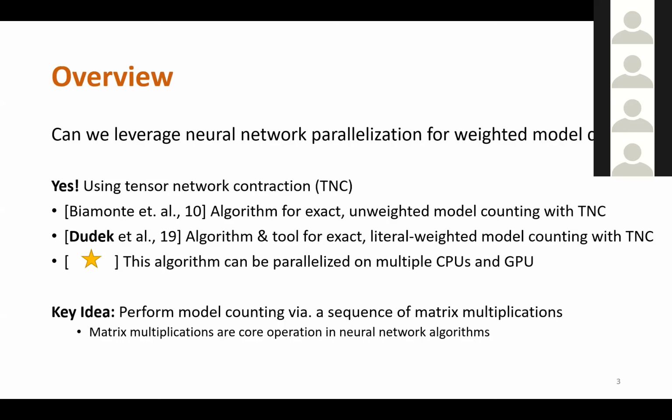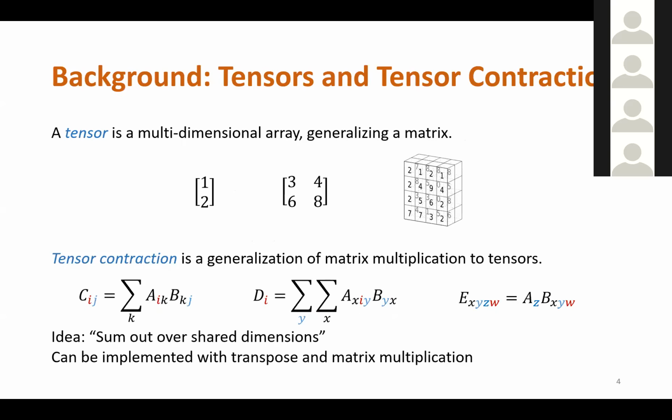Before I describe this algorithm, let me give you a brief background on tensors and tensor contraction, where you can think of a tensor as a multidimensional array generalizing a matrix to higher dimensions. And correspondingly, tensor contraction is a generalization of matrix multiplication to these higher dimensional objects. I've listed a few examples here. I'm not going to give a formal definition. But on the left you can see matrix multiplication, and then there are a few other expressions that you should be able to convince yourself at least look similar.